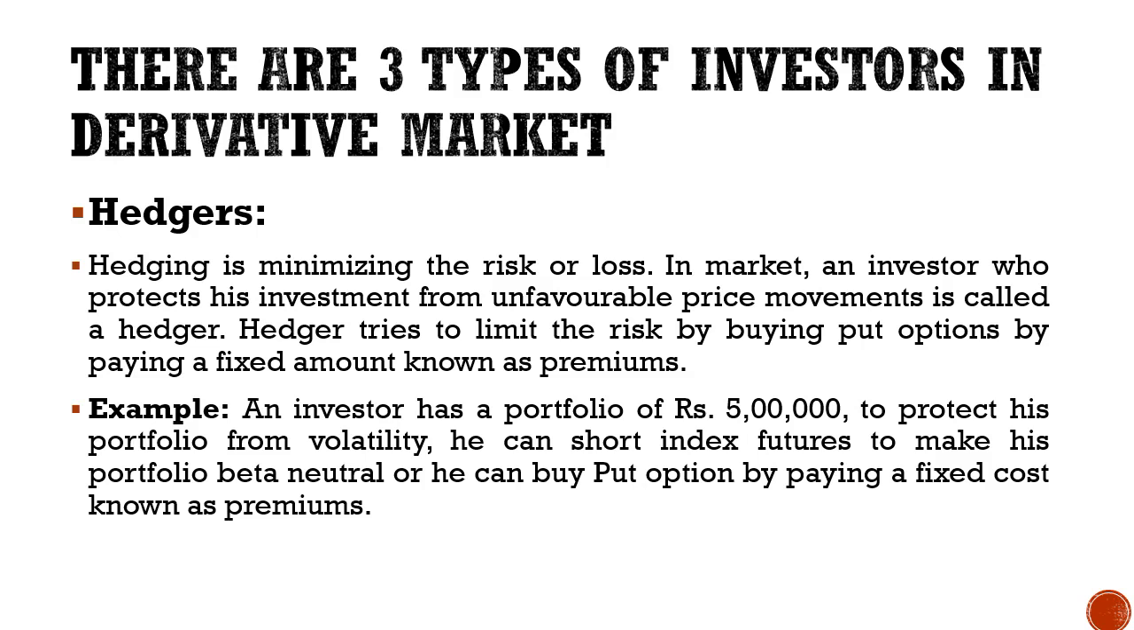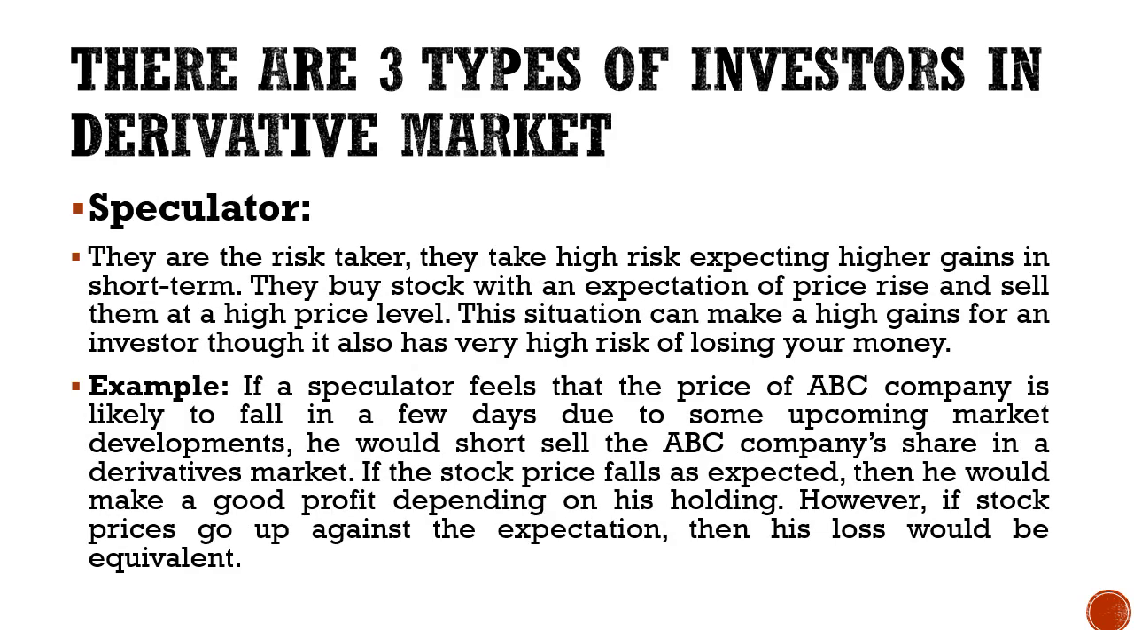Now the third type of investor in the derivative market is known as the speculator. Who are speculators? They are the risk takers. They take high risk, expecting higher gain in the short term. They buy stock with an expectation of a price rise and sell them at a high price level. So it is basically like betting.